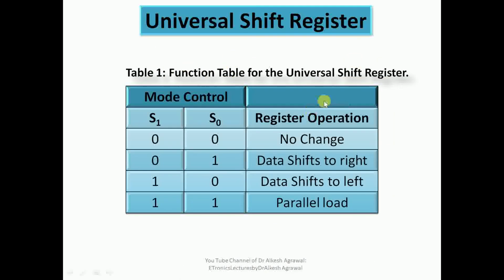So this is the functional table of a universal shift register. We'll see how this universal shift register works for every selection input. First, if the selection inputs are 0 0, there is no change in the contents of the register. That is, whatever is stored will be retained as such. If the selection inputs are 0 1, the data shifts to the right. If the selection inputs are 1 0, data shifts to the left, and if the selection inputs are 1 1, there is a parallel loading of the data.